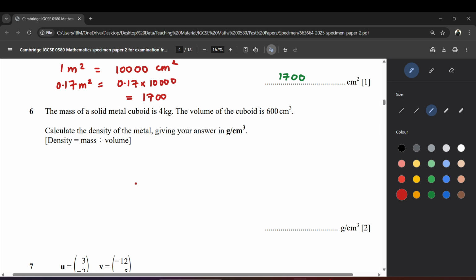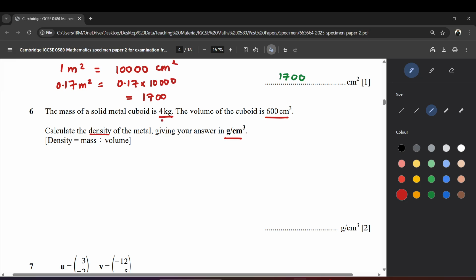Question number 6. The mass of a solid metal cuboid is 4 kg. The volume of the cuboid is 600 cubic centimeter. Calculate the density of the metal, giving your answer in gram per cubic centimeter. Okay, so they have given you the formula for density, which is mass upon volume.